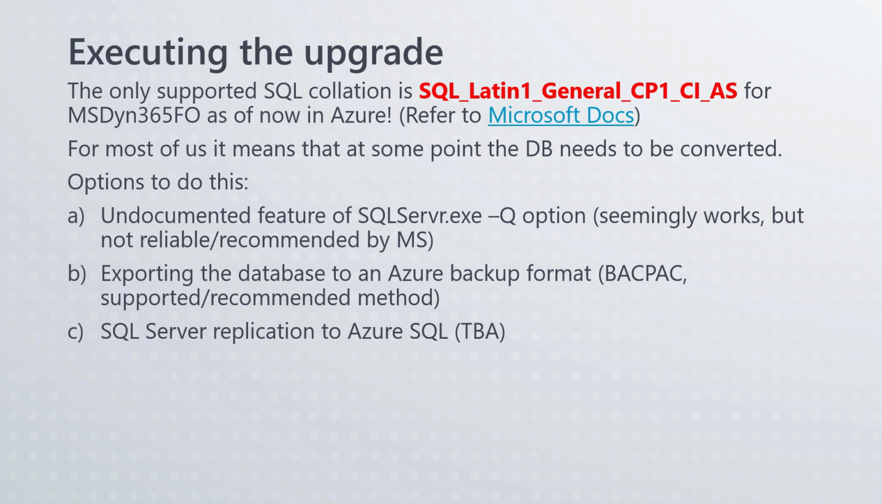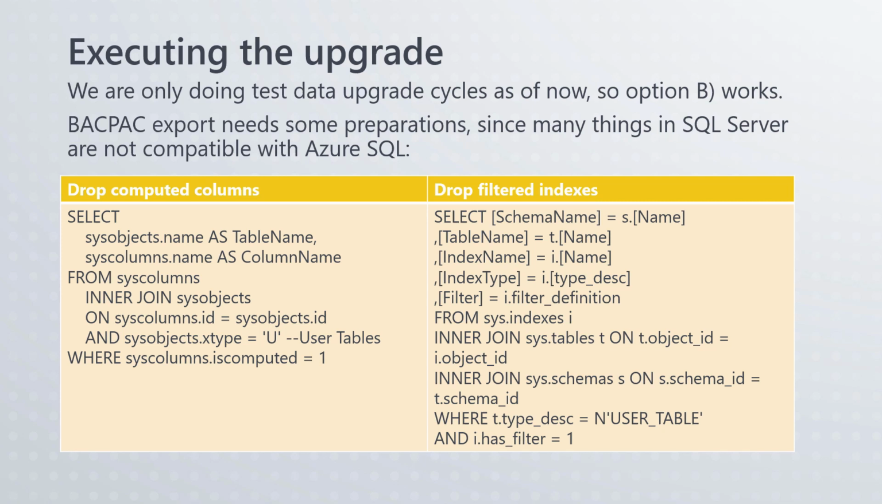The third option could be SQL Server replication directly into an Azure SQL subscriber. The white paper is currently being built for this, and later on this will be the supported and recommended method, but this is currently experimental for AX. So right now we are only doing test upgrade cycles, so option B works for us. We're taking a bacpac export, but to be able to do that, you have to do some preparations. Unfortunately, SQL Server is not one-to-one convertible into Azure, so you have to do a lot of preparation steps to be able to create a bacpac.